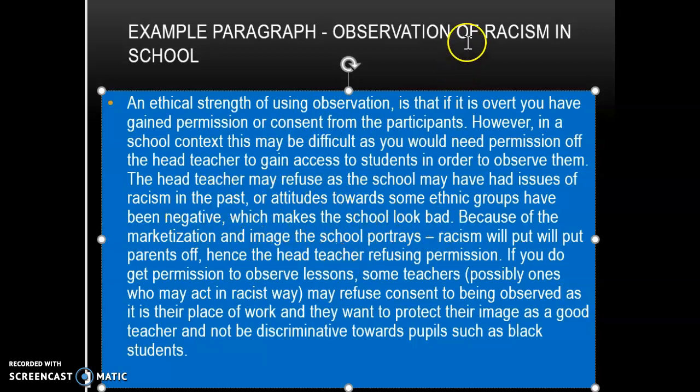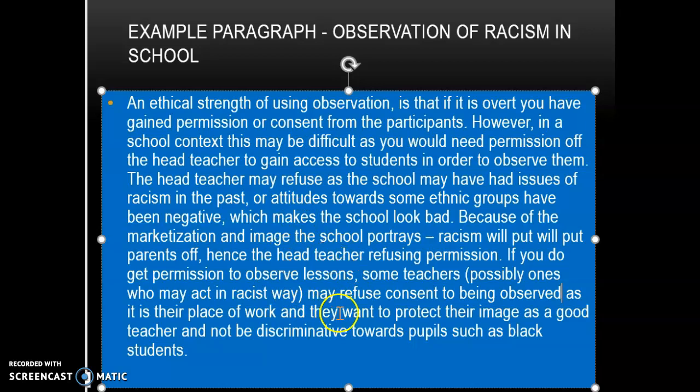because we're talking about doing research within a school to do with the issue of racism. If you do get permission to observe lessons, some teachers, possibly ones who may act in a racist way, may refuse consent to being observed because it's their place of work and they want to protect their image as a good teacher and not show that discriminative behaviour towards pupils such as black students. So we're starting to nudge it into that context.